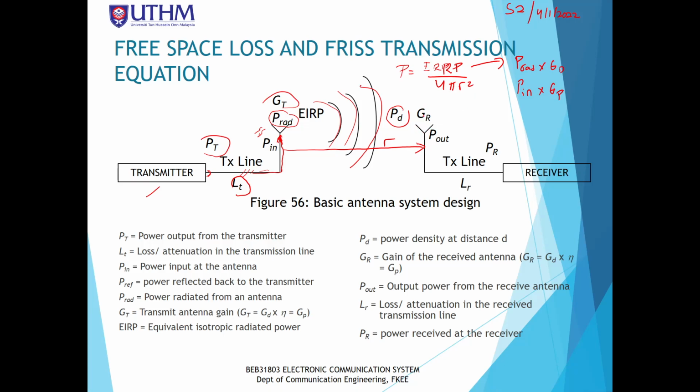This receiver antenna has a gain GR, and the power output from the receiving antenna is what we call P out. The signal goes through the transmission line, and it will have losses over here, which is defined as LR, the losses. And the power received by the receiver is what we call PR, power received by the receiver.